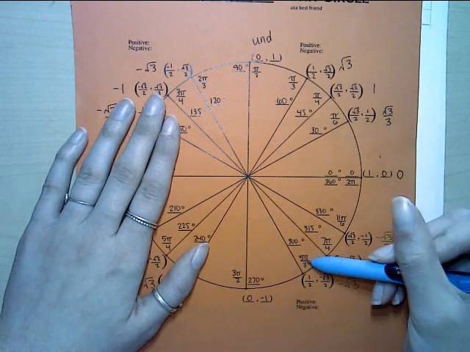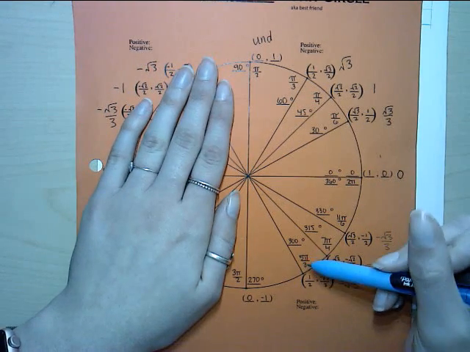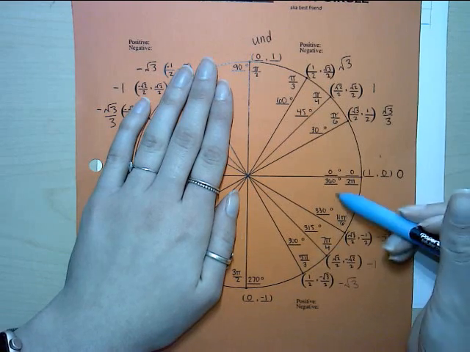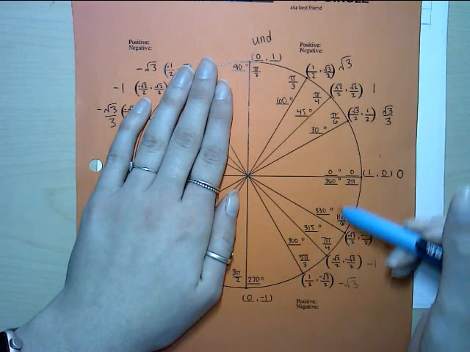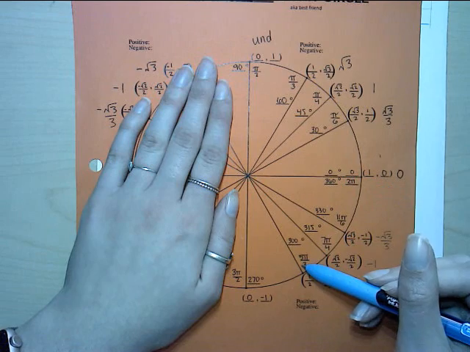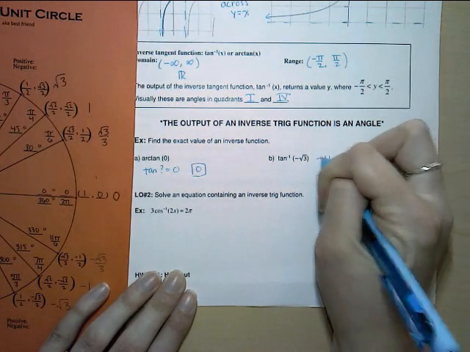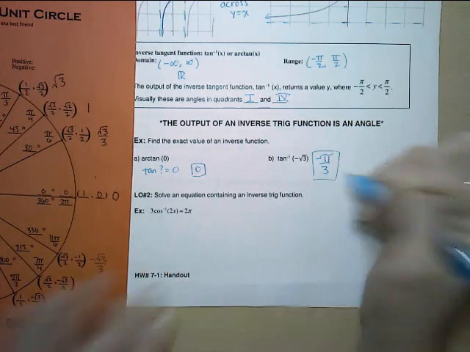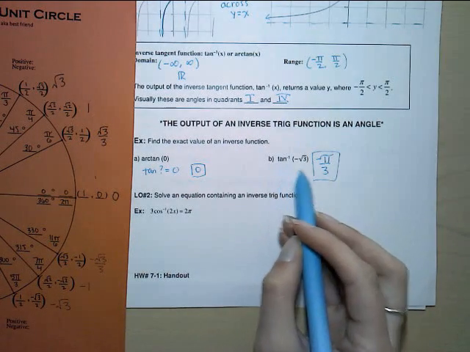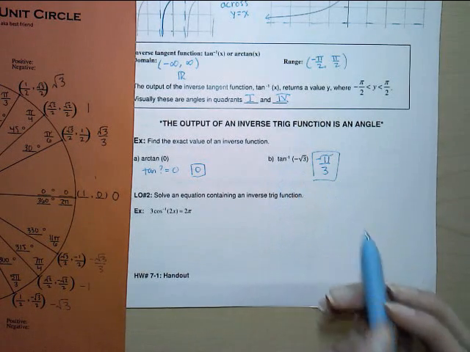My answer should be an angle, and my answer should not be 5 pi over 3. It needs to be a negative angle here, so that's going to be the same as negative pi over 3. So see how here I'm not showing any work. You don't have to show work for these ones.